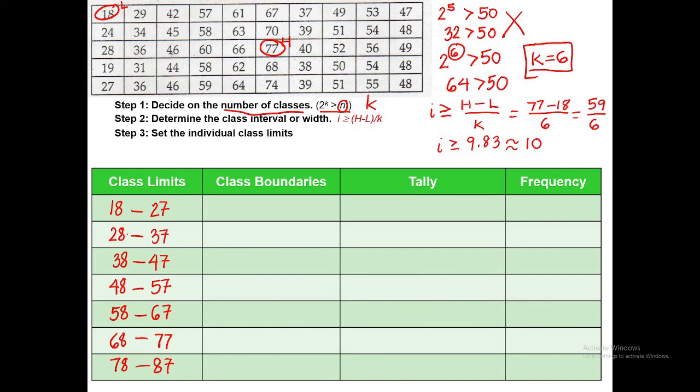Is this clear? Now, how many class limits are we expecting?